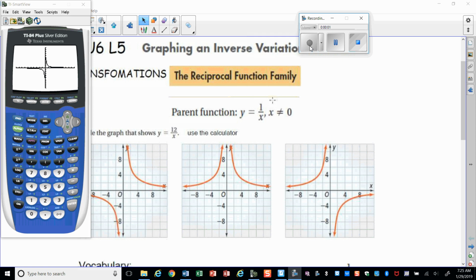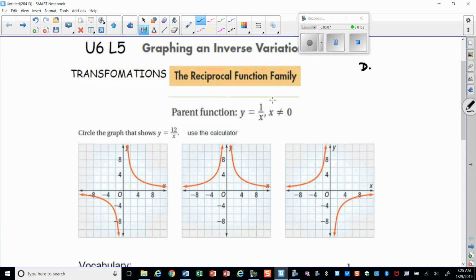So at the first of this unit, we talked about direct variations and how that looked when you graphed it, right? If I have y equals a constant times x, it was a line going through the origin, okay? And it could be going that way. It could be positive or negative.